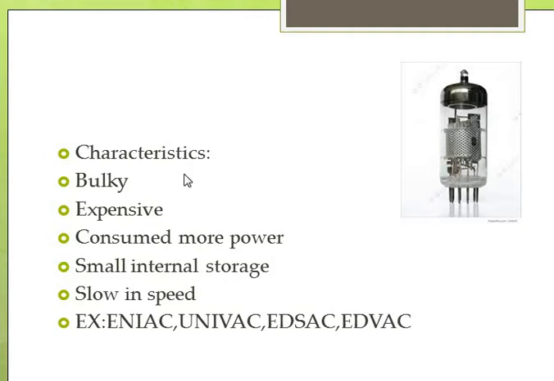So in first generation computers, vacuum tubes are used. These are very bulky, expensive, consume more power, have small internal storage and are slow in speed. ENIAC, UNIVAC, EDSAC, EDVAC are the examples of first generation computers.